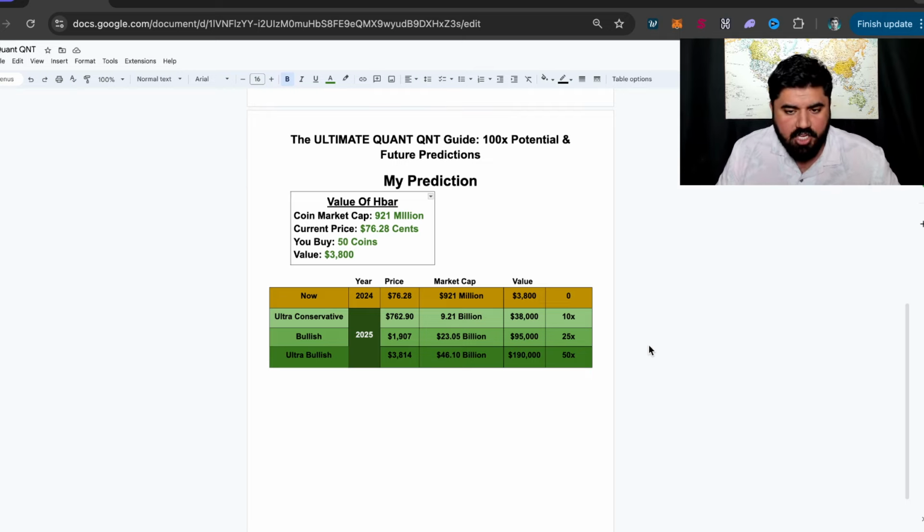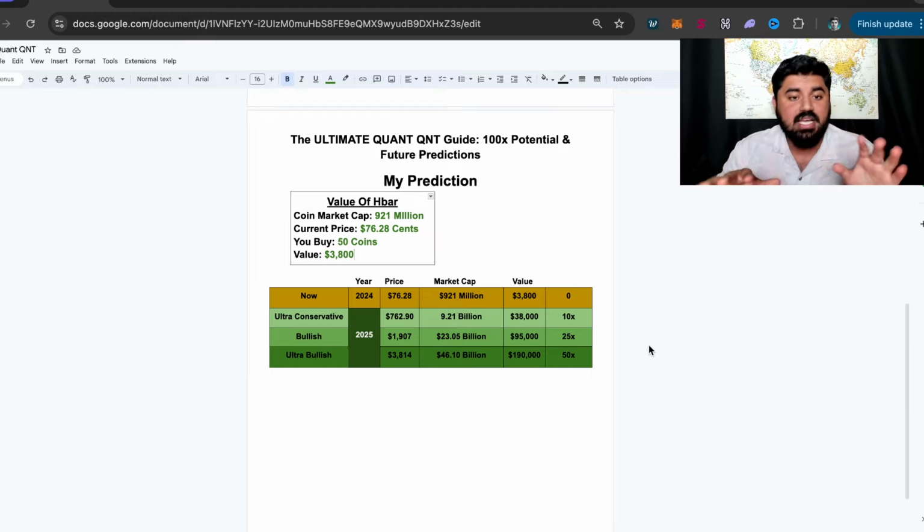Now, when you're looking at the bullish scenario, if it breaks expectations, the market continuously grows, the government starts getting into it, starts hinting at it, everything starts kicking up, and Bitcoin starts reaching 100,000, whatever, right? The next leg up from $762, I see this happening, is $1,907. That is a 25x on your investment. That is a $23 billion market cap, right?